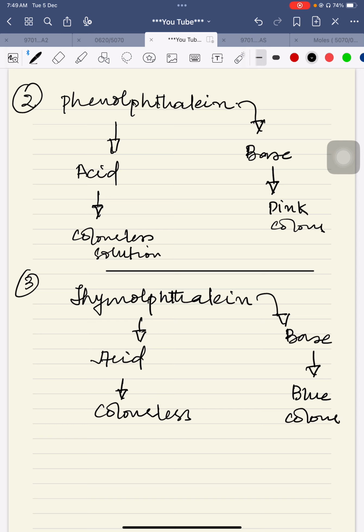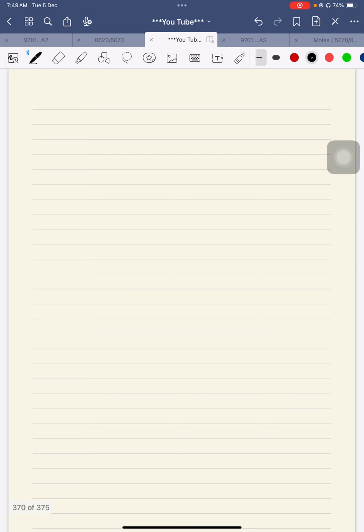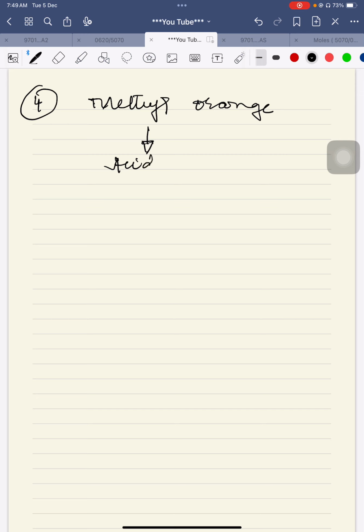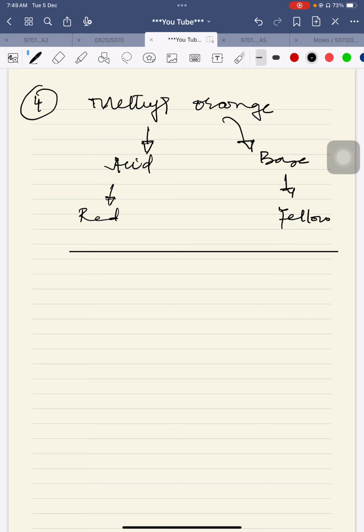Okay, now I'm changing the board to the next, and that is number four, and this is called methyl orange. And what is the color? With acid, it is giving you a red color, and with base, it is going to give you a yellow color. Okay, so this is how we are going to notice these colors.